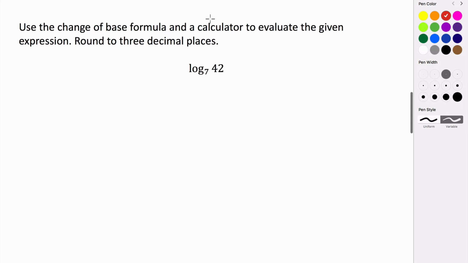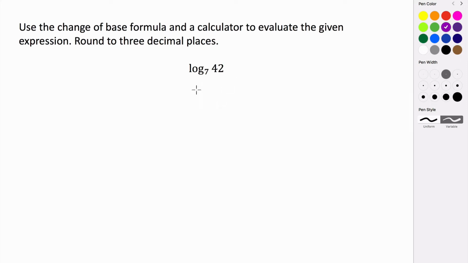Since we're using a calculator, the two different bases that our calculator typically can calculate are base 10, which is common log, and base e, which is the natural log. So I'm going to use the common log and change this into log base 10. When you're writing log base 10, you don't usually write the base, because by just writing log without a base and then its argument, it's implied that it's base 10.